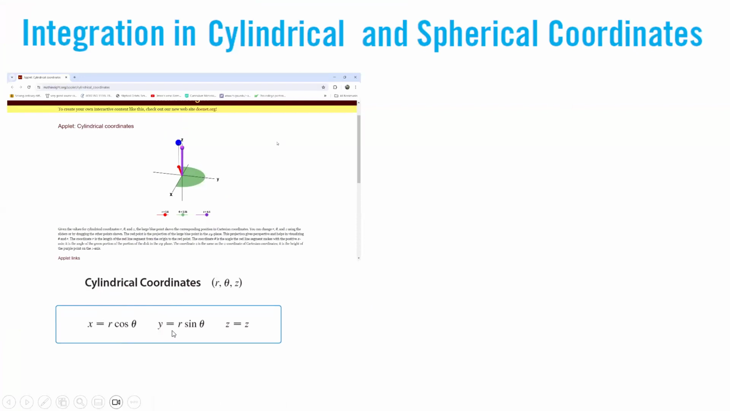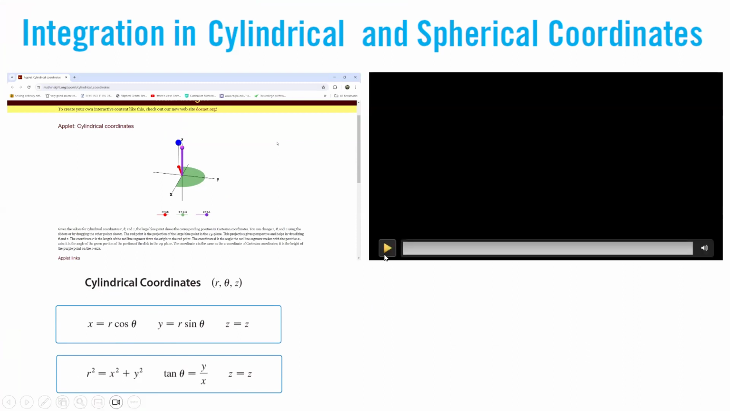X is r cosine theta, y is r sine theta, and z is equal to z. This is basically the polar coordinates that we learned before. R squared is x squared plus y squared. Tangent theta is y divided by x, and z is equal to z.